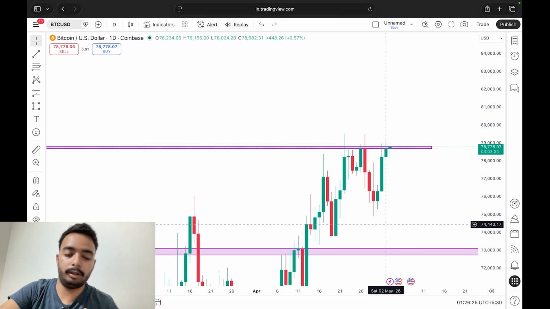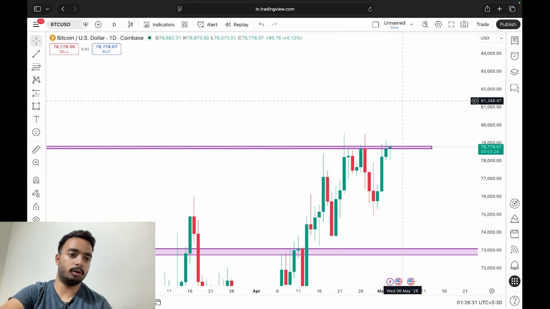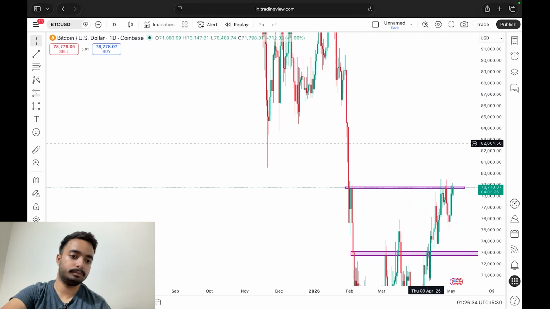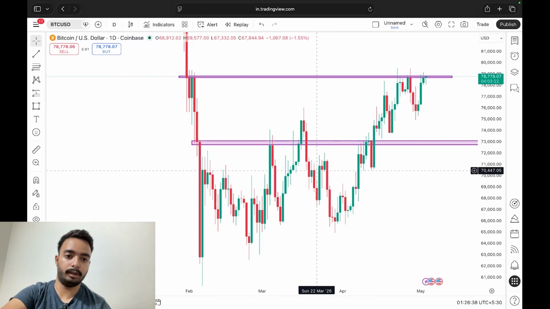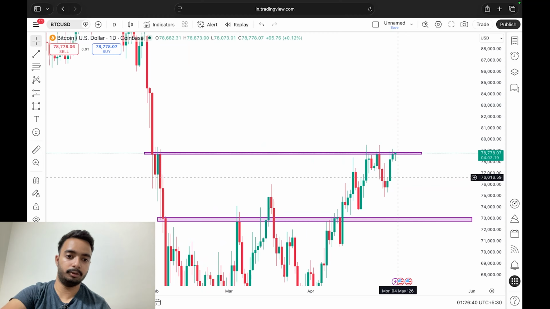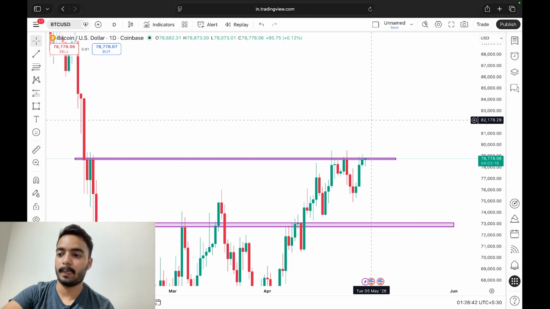Now, Bitcoin right now is not trending, not reversing. It is building momentum for a strong breakout. These days we could see it is just building momentum.